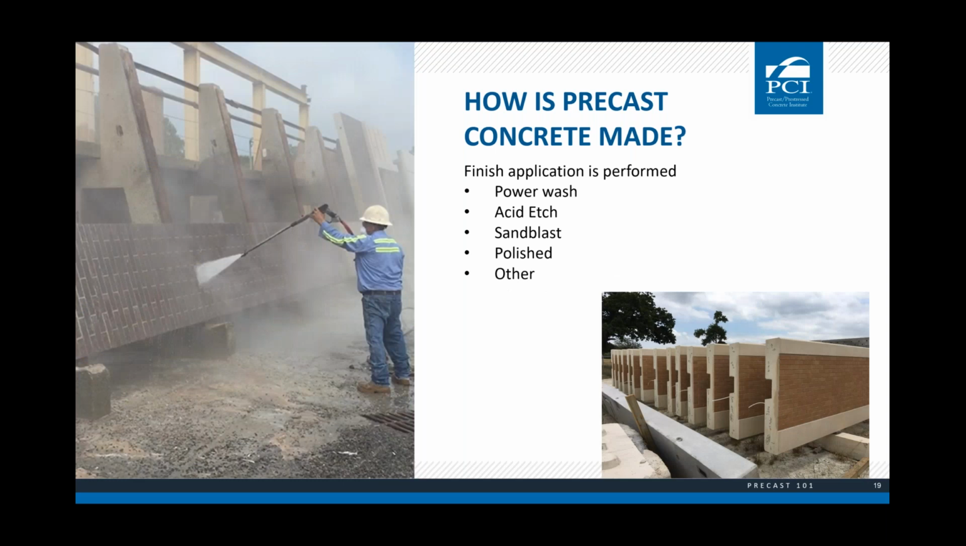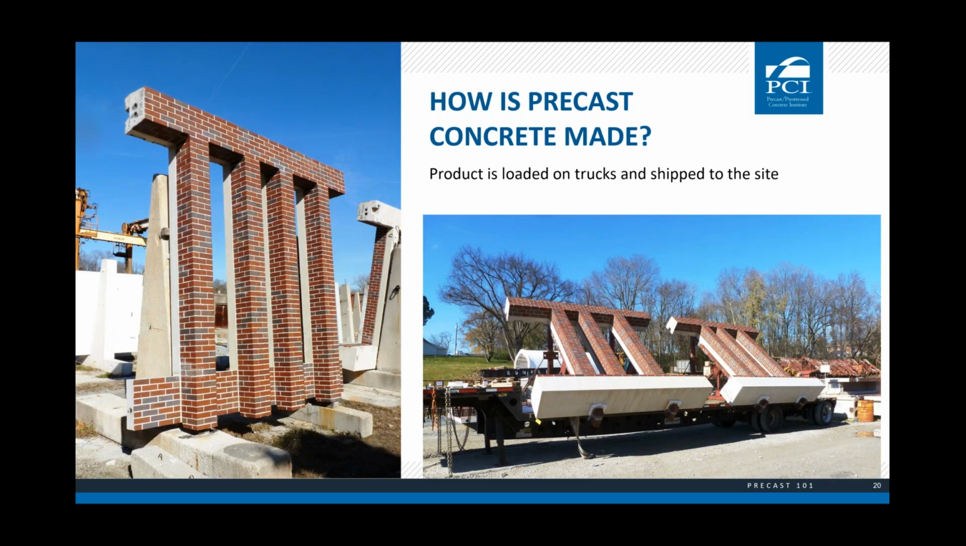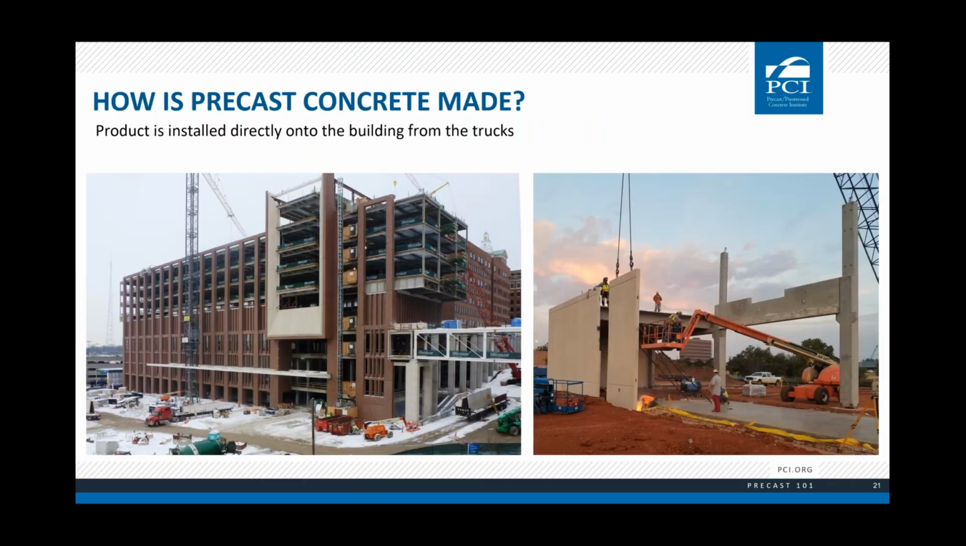Architectural precast can be finished one of several ways. And in many cases, multiple finishes can be applied to the same panel to provide unique visual interests accomplished only with precast concrete. Well, once finished, the products are moved from the storage area and they're loaded onto trucks and they're shipped to the site. And once on site, the products are installed onto the building directly from the trucks without the need for any type of laydown area.